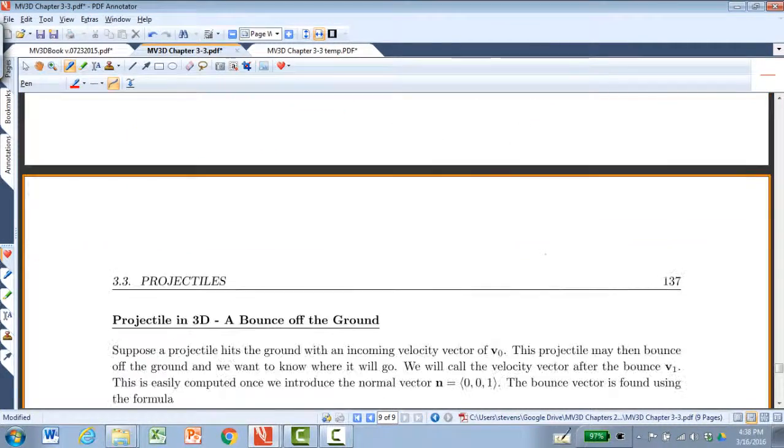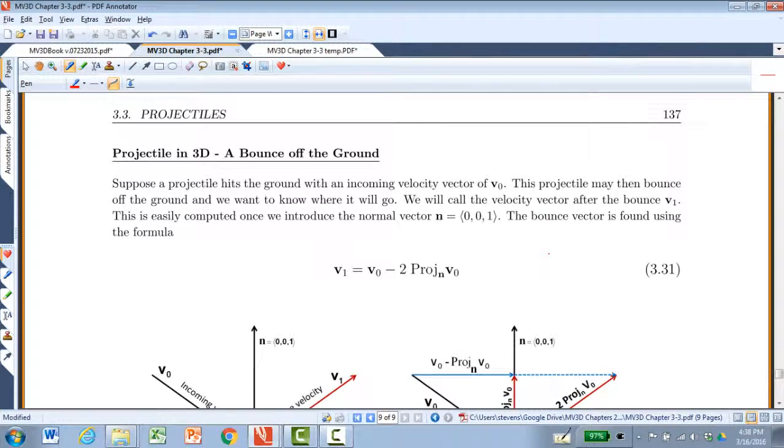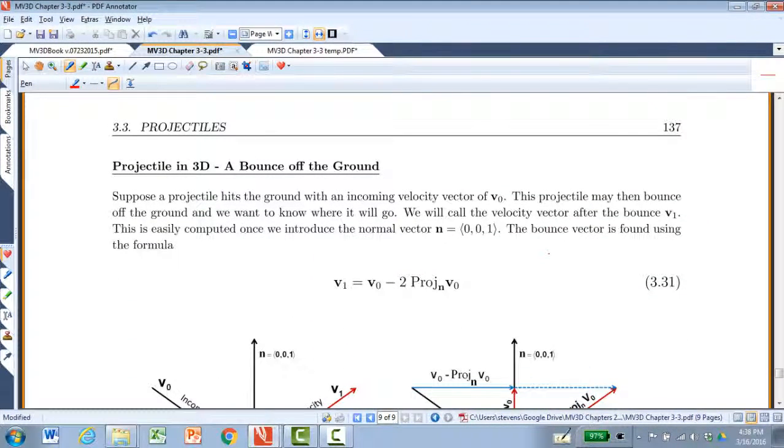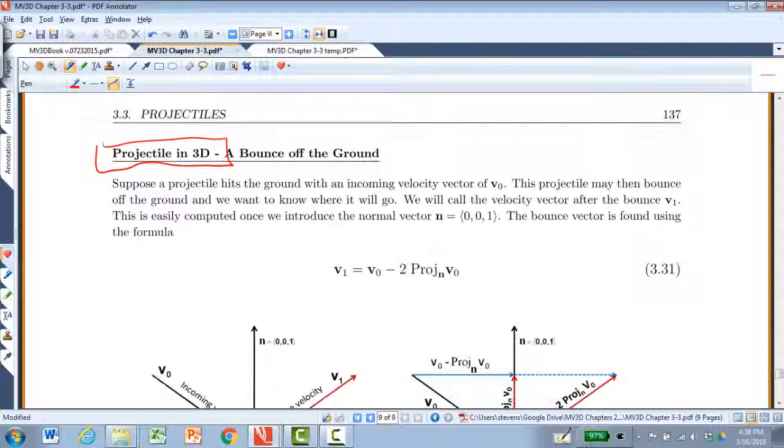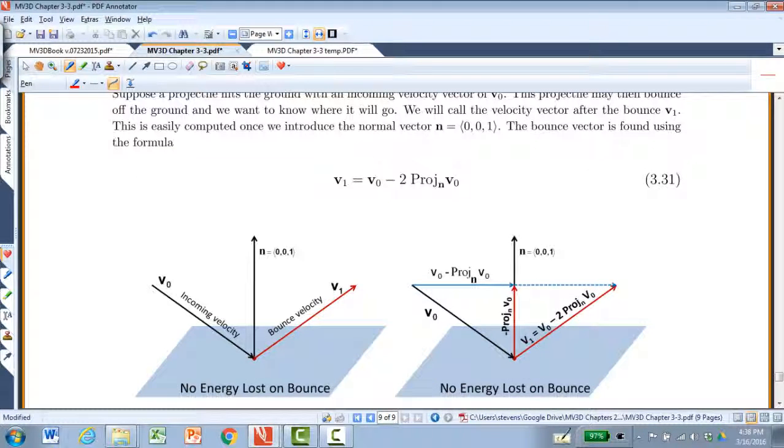These arrows, these velocity vectors, are tangent to the curve being traced out by the projectile. And finally, I want to do one more little response whenever I have a projectile in 3D. I'm going to bounce it off the ground. It's actually really quite easy to do.